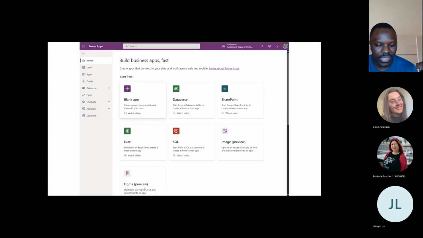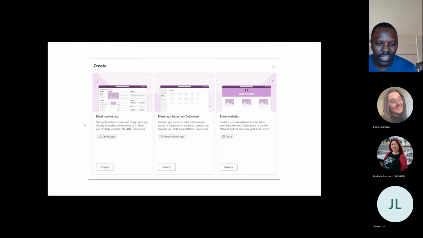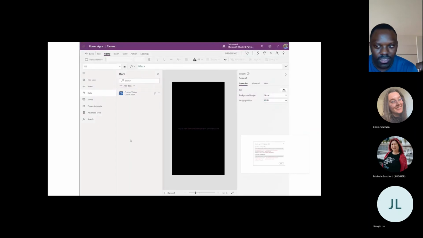So we would select the blank app here, and then a blank canvas app, and we just click create. At this point is where I will switch to my actual one. From here, we will then connect it to custom vision. So let me just quickly switch.